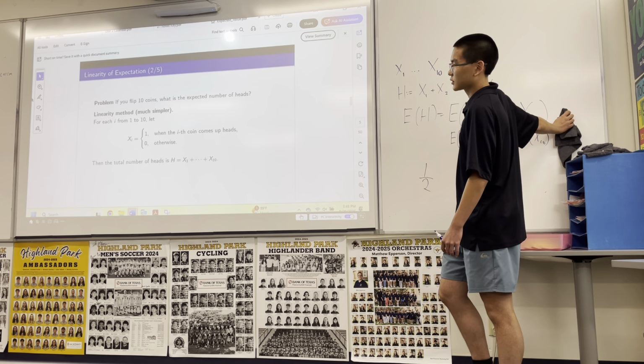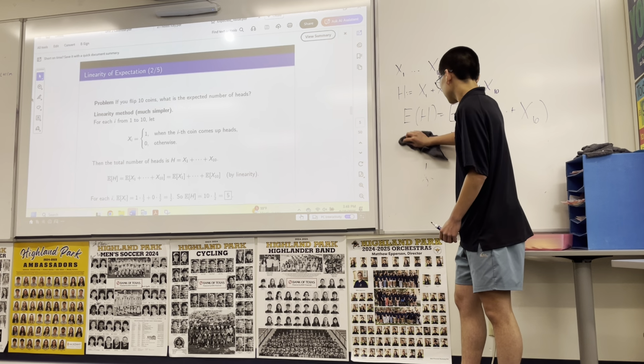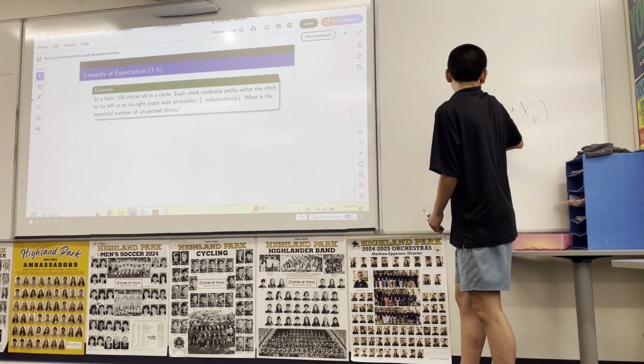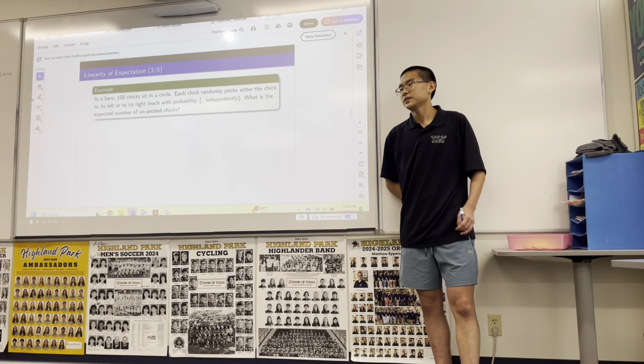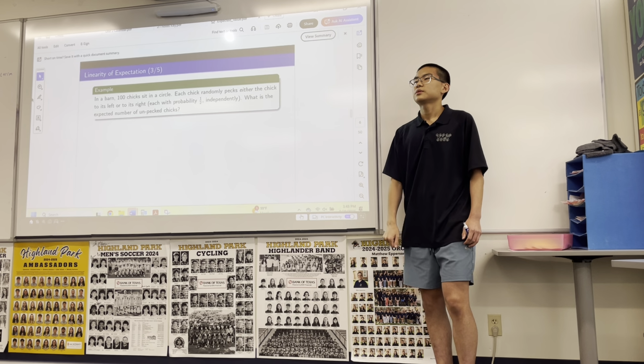Forward or back? Forward. This is another example of linearity of expectation. And you should try it, and you can tell me what answer you get.